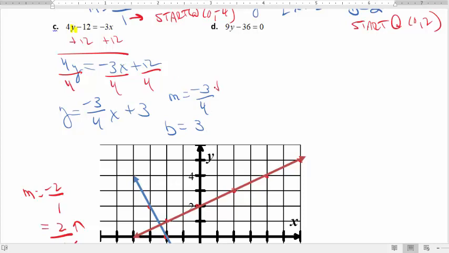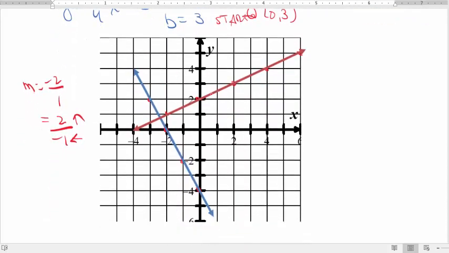So this told us to move down 3, right 4, after starting at 0, 3. So we can do that now. Start at 0, 3, move down 3, right 4. 1, 2, 3, 1, 2, 3, 4. That's the only point we're going to be able to get over there. And here we can get one if instead of moving down 3, right 4, we move up 3, left 4. And then we can connect those 3 points. So there's your other line, right?